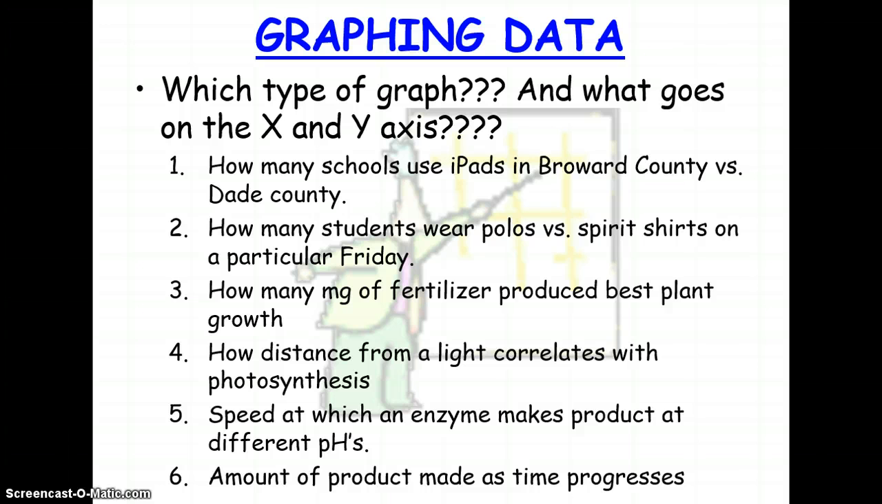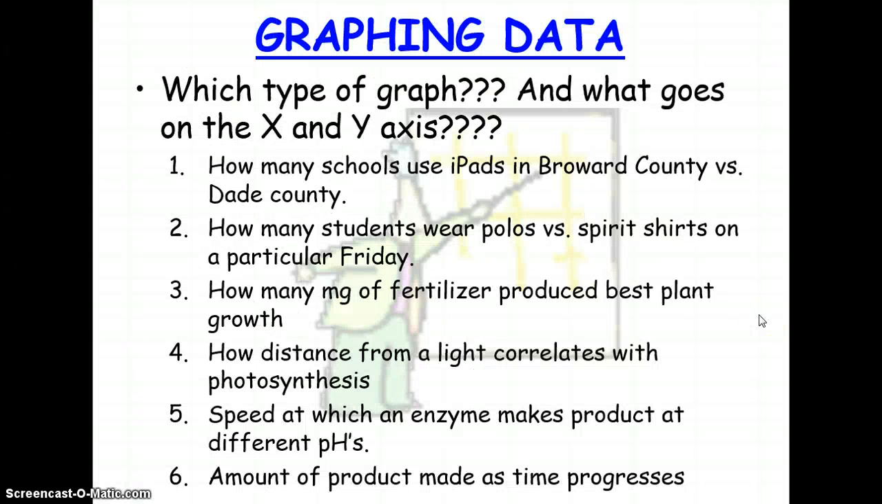Number 4, how distance from light correlates with photosynthesis. Well, we could say that photosynthesis could be measured, for example, let's say we were going to measure it by oxygen production. Well, oxygen production would be a number, and the distance from the light would also be a number, so this would need to be a line graph.